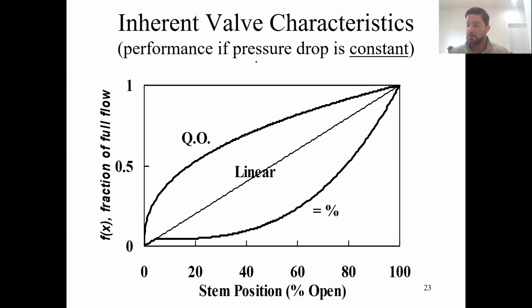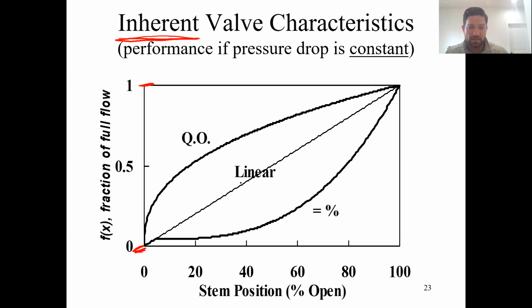On this slide, there are a couple of ways to plot characteristics. One is called inherent valve characteristics, which is the performance if the pressure drop is constant. Again, we know the pressure drop won't be constant as you increase the flow. This axis shows the fraction of full flow. As you have flow through pipes and systems, there is going to be a pressure drop. But this is a characteristic assuming that the pressure drop is constant, which you can achieve for certain systems.